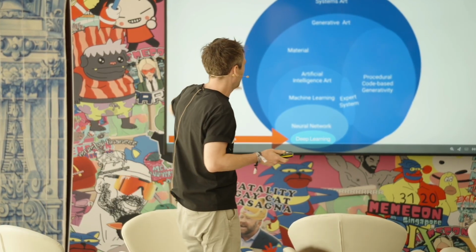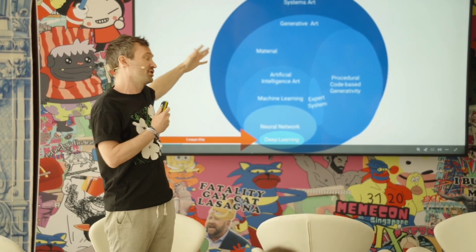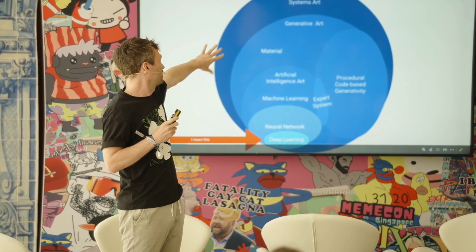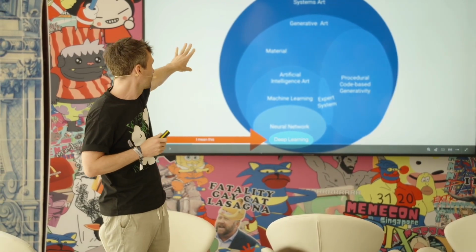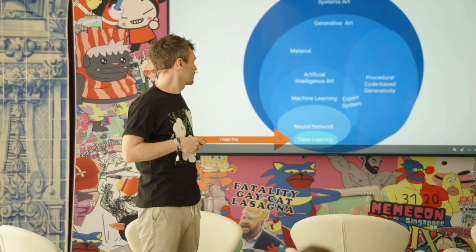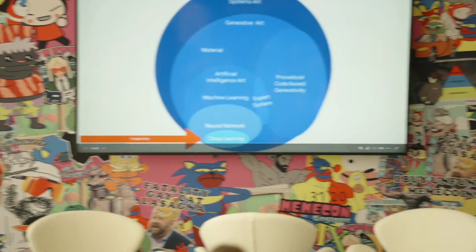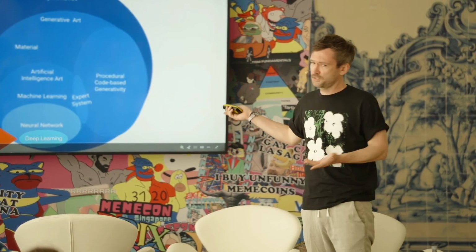I mean that as a subsection of systems art, which is a subsection of generative art. It's also part of artificial intelligence art, part of machine learning, part of neural network art, and then deep learning. That just means it uses neural networks, but it uses many layers of neural network. That's basically what the modern AI architecture is built on, as opposed to something like expert systems.